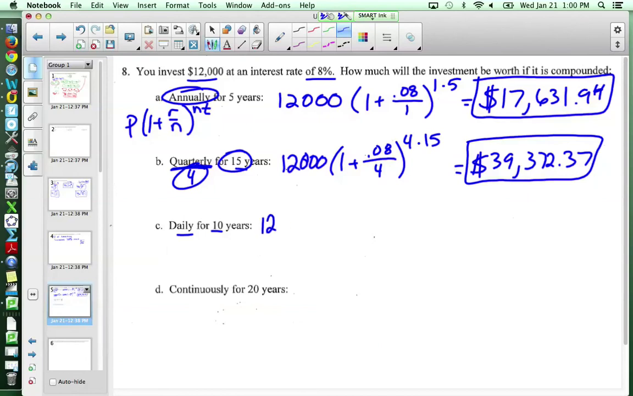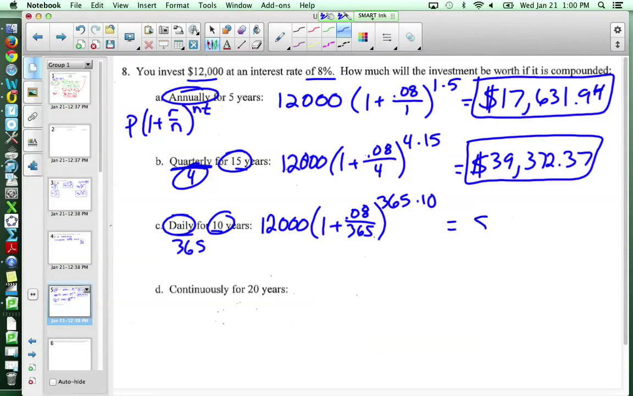Part C, same formula, 12,000 times 1 plus 0.08. But now we're doing this daily, which means that our N value is 365. So 0.08 divided by 365. But then we have to raise that to the 365 times 10 because we're doing it for 10 years. Type this out and we should get 26,704.15.